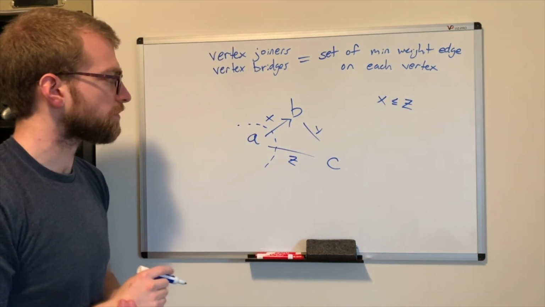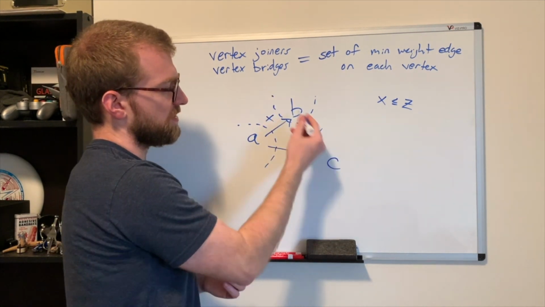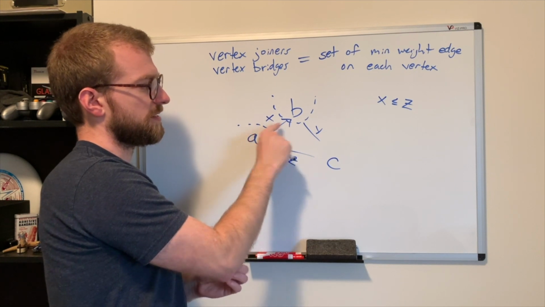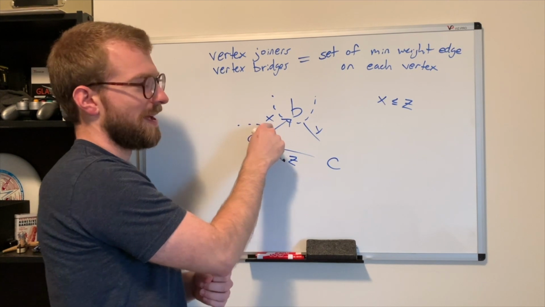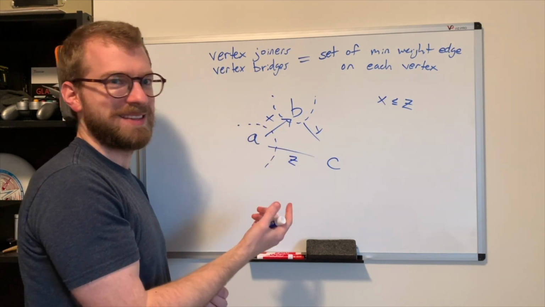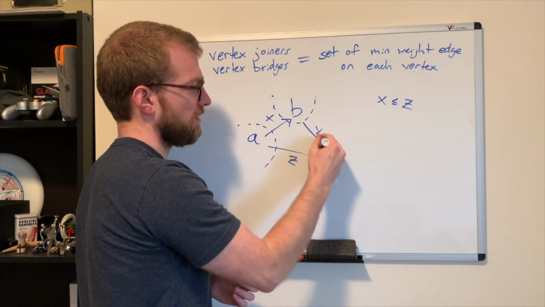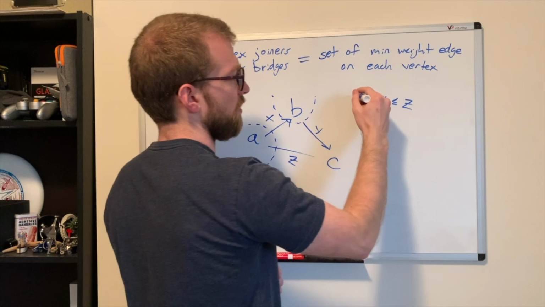Now from the perspective of B, we have the same sort of situation. So it either selects this edge or it selects that edge. Well, if it selected X, then we wouldn't have a cycle, right? It must have selected Y. And that means that Y must be better than X.